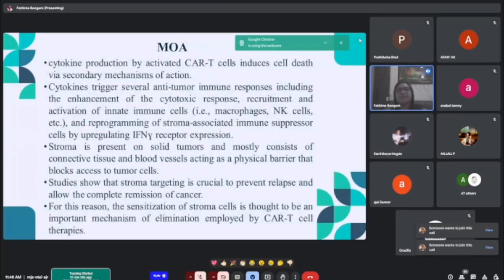Then our important mechanism, that is cytokines. It will trigger an anti-tumor immune response. It activates certain cells in the stroma and will reprogram the stroma, the tumor stroma that is present. So this sensitization of the stroma is considered an important step in our CAR T cell therapy.